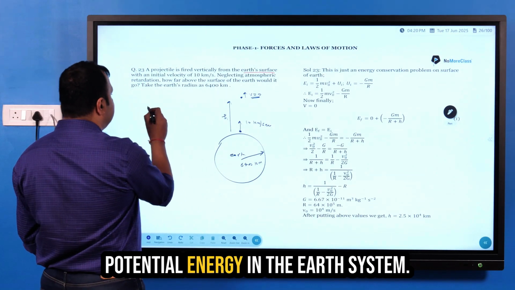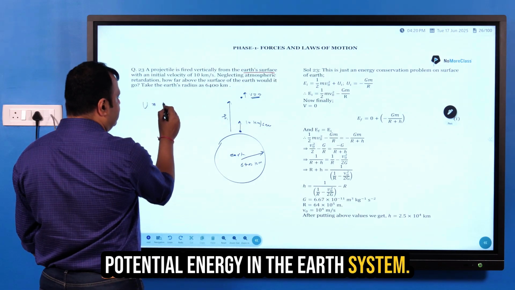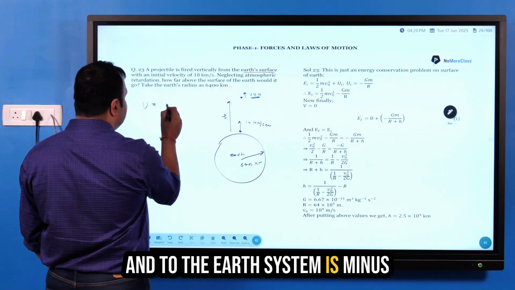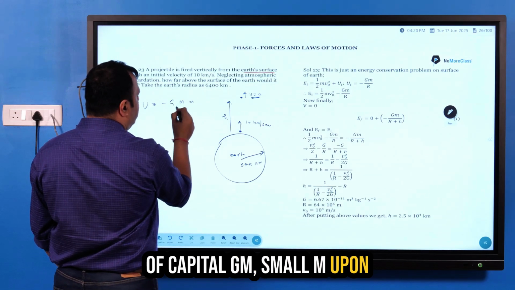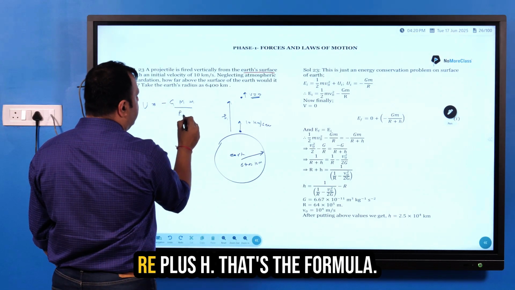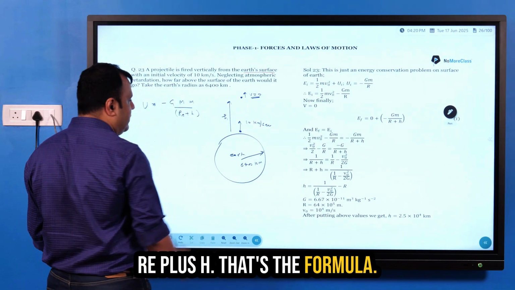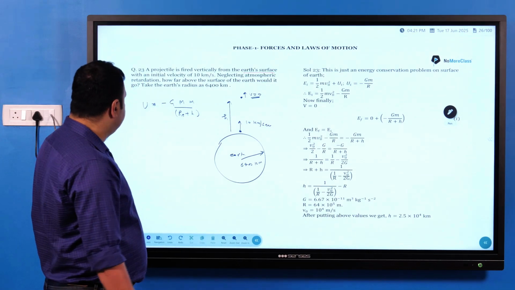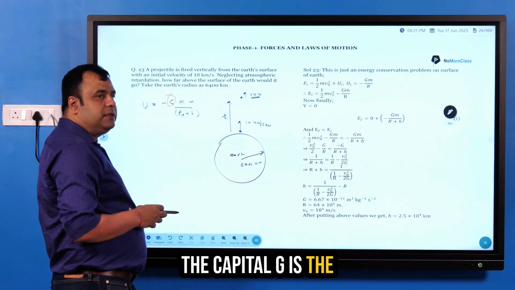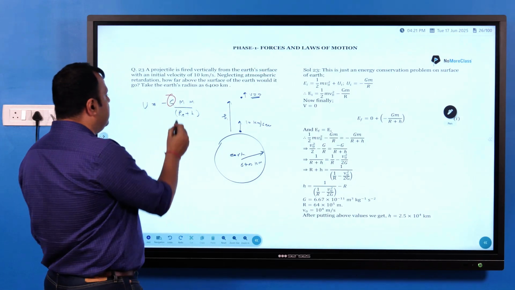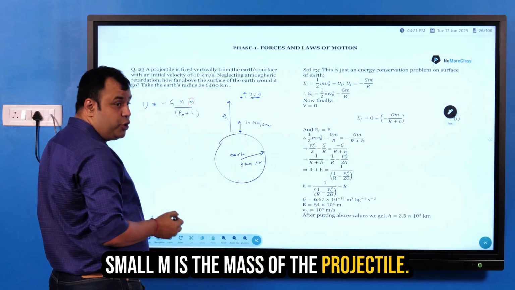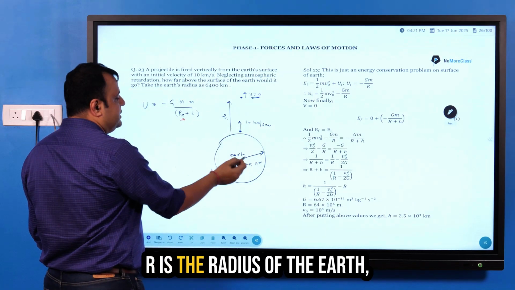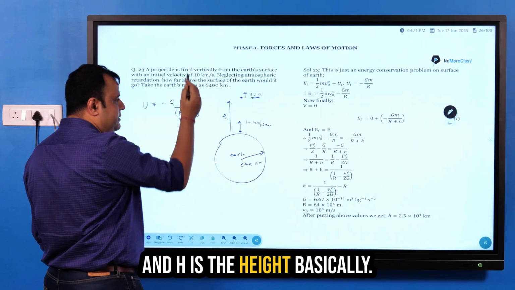So potential energy in the Earth system is minus of capital G, capital M, small m upon RE plus H. That's the formula. The capital G is the gravitational constant. Capital M is the mass of the Earth. Small m is the mass of the projectile. RE is the radius of the Earth, and H is the height.